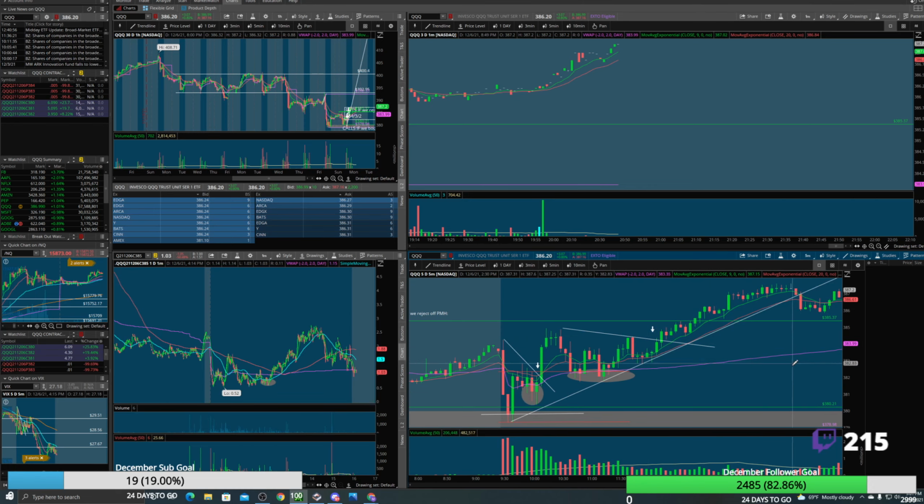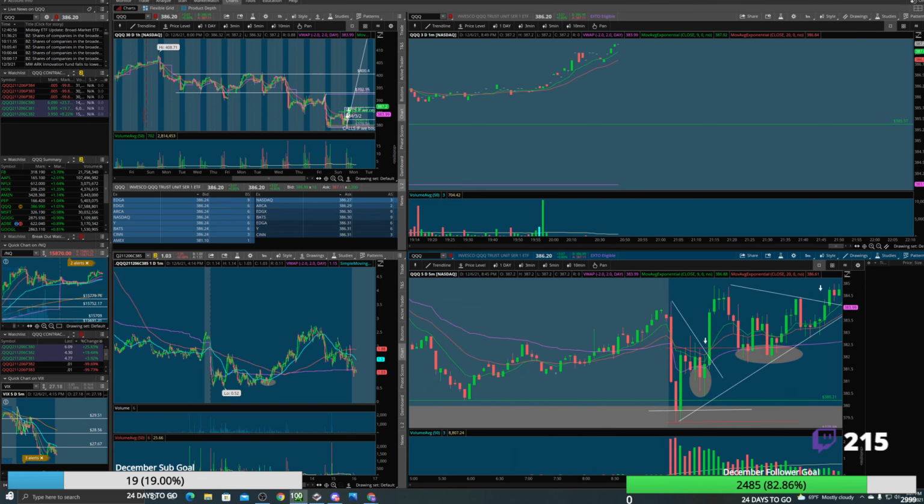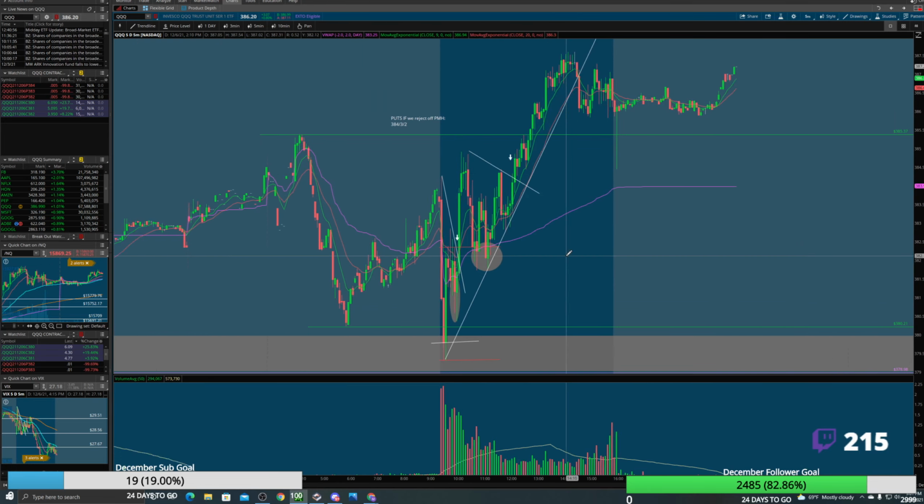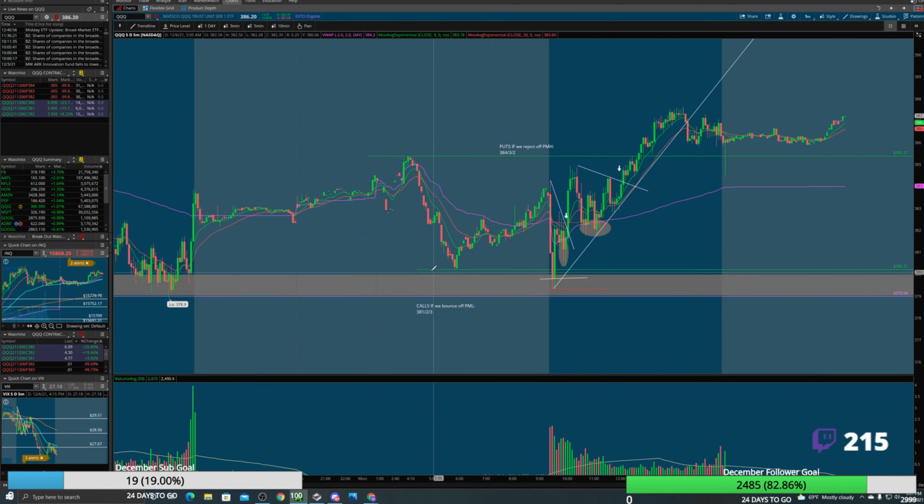You guys see this? Very clear. So on open, with the plans that I provided in the Discord, let me maximize this. The plans that I provided in the Discord, right? They were fairly simple to follow along.